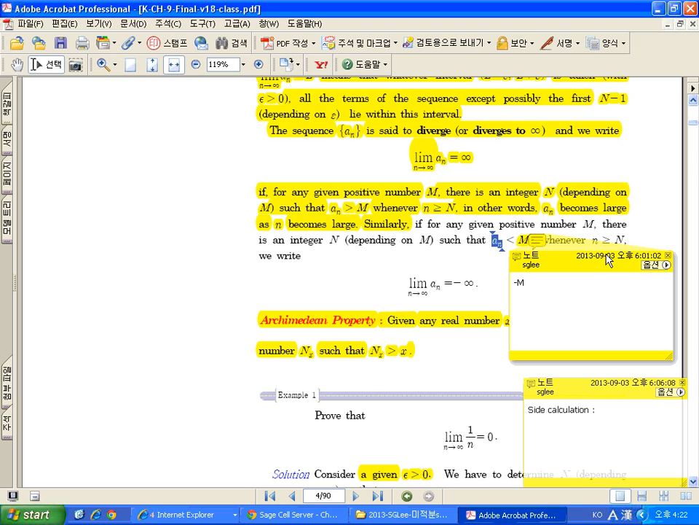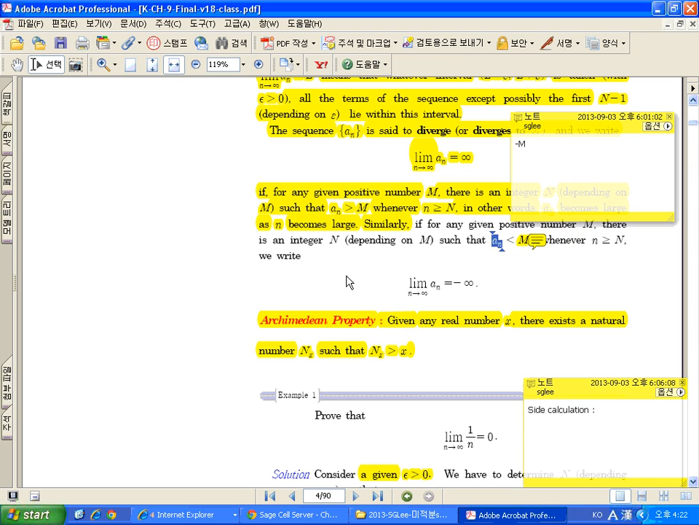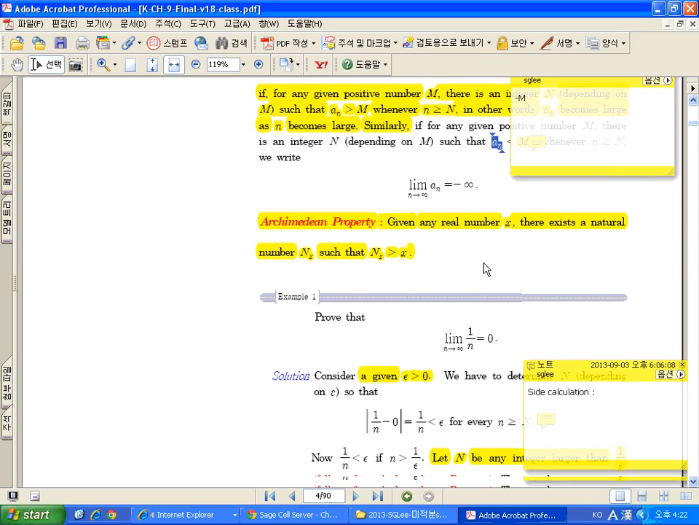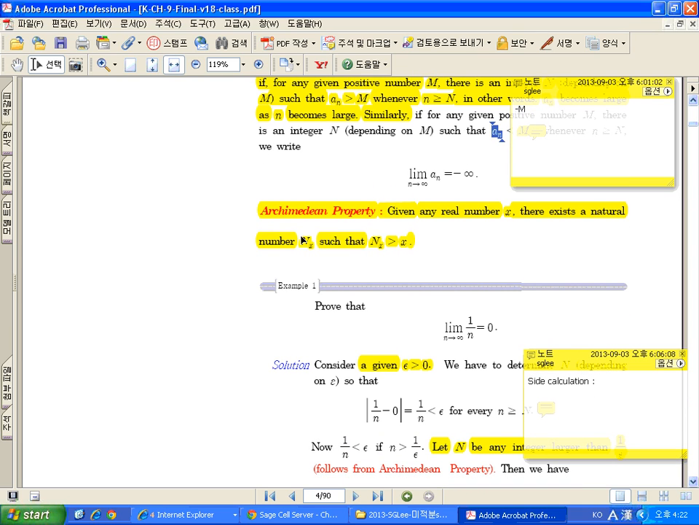So we write limit a_n is equal to minus infinity in this case. I will show you what it really means.